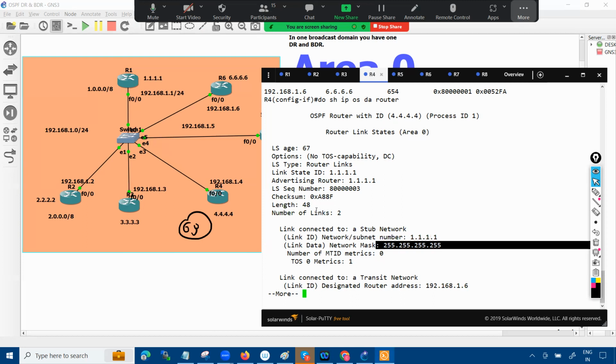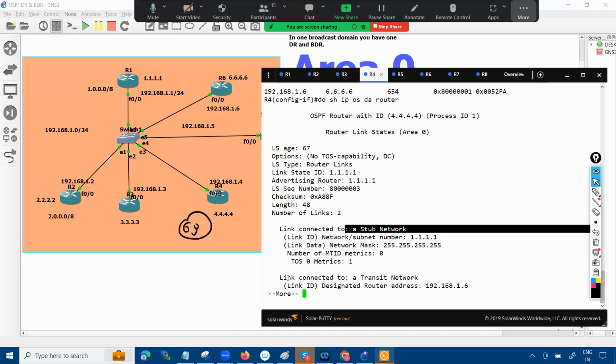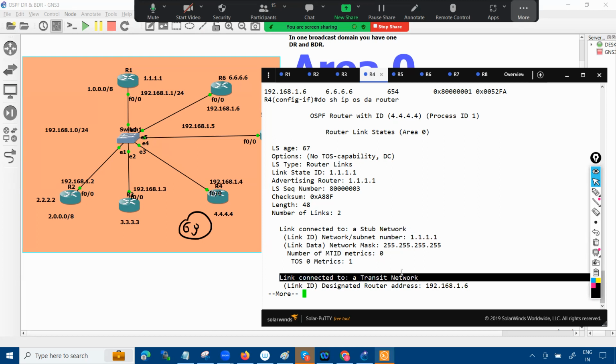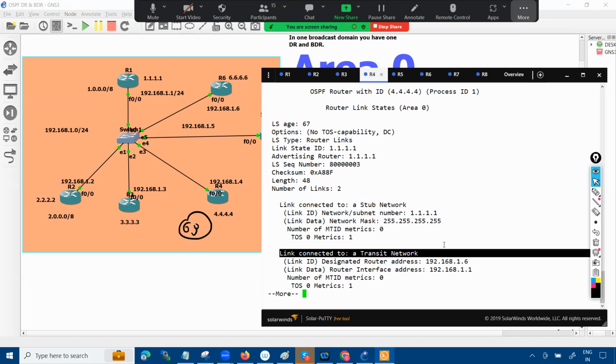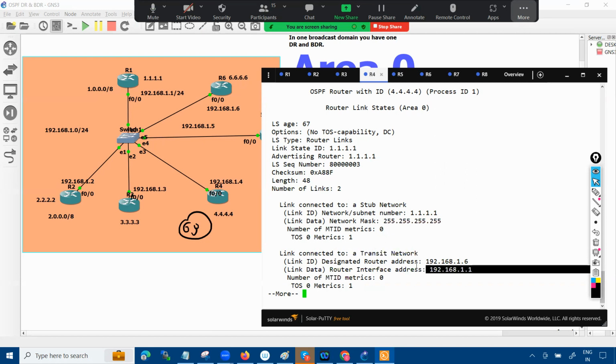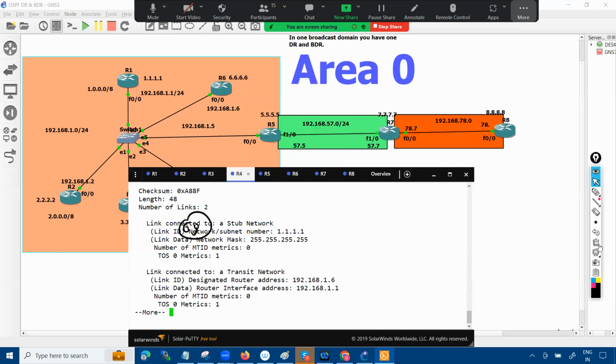And another link we have, one link is the stub, another link is called the transit network, which is the 101. All good? That's all about the router LSA. Let me do one thing. Let me configure this guy as well, and I'll show you more information.